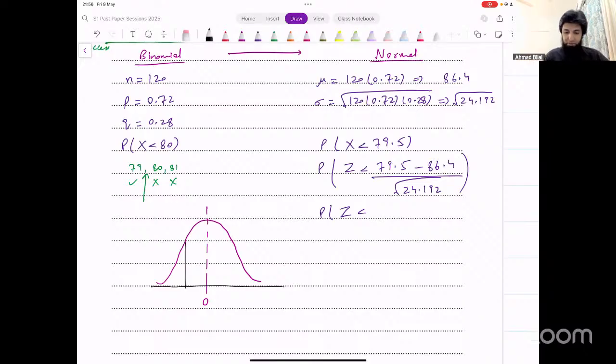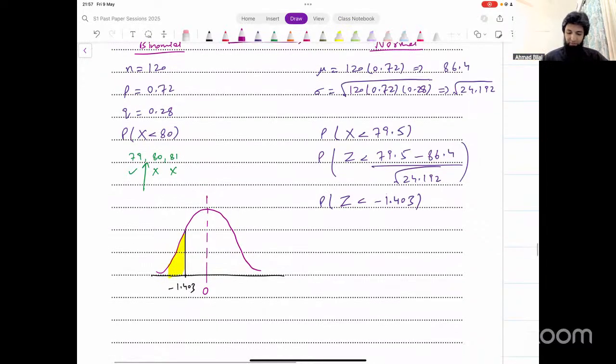Minus 1.4028. Okay, thank you. Minus 1.4028, to 3 decimal places, that would be minus 1.403. So this is the value, minus 1.403, and we want to find the area to the left of this. Now, how do you find this area?